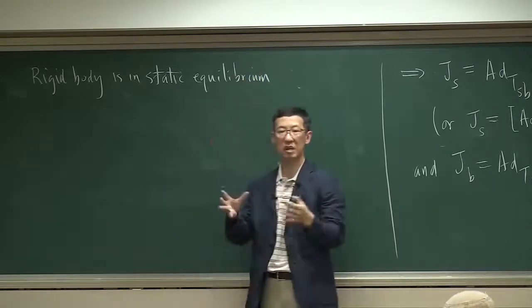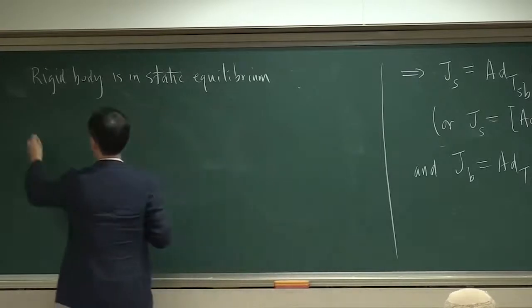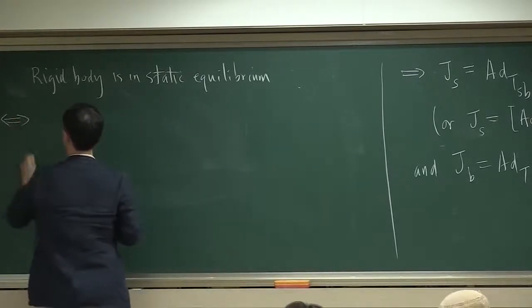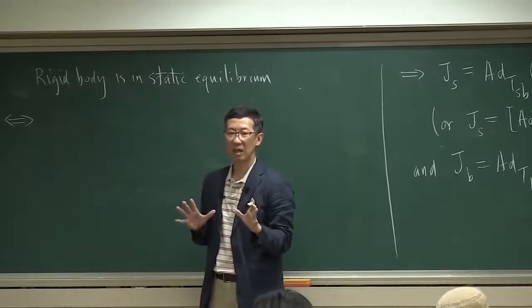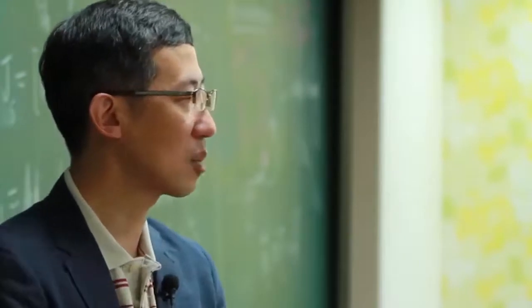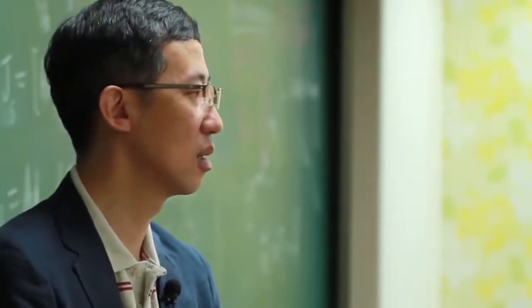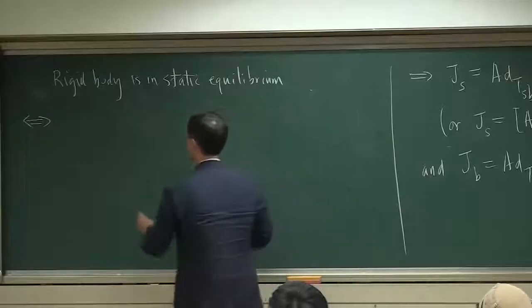Okay, so just think of it as being completely motionless. Now a rigid body is in static equilibrium when all the forces applied to the rigid body sum to 0, and all the moments applied to the rigid body sum to 0. Okay, so let's write this.